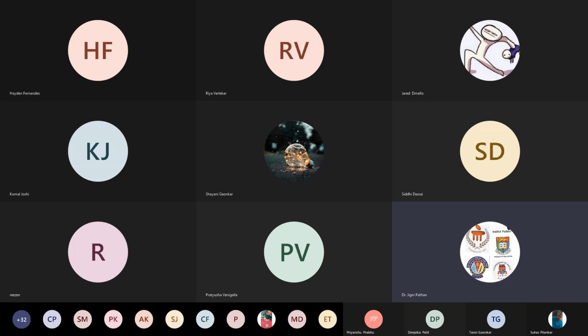External structure of the heart. Here we'll be discussing how the heart looks externally. Now remember, whenever I say something, look into the diagram. Okay, let me share the screen.